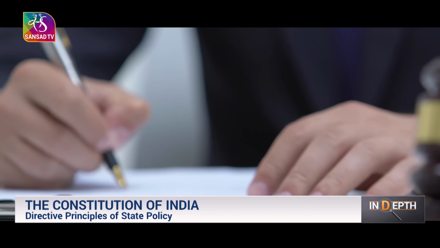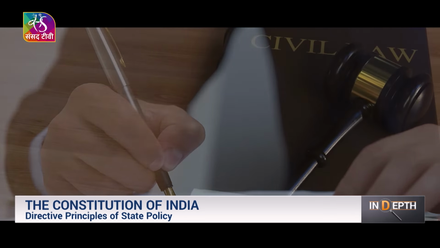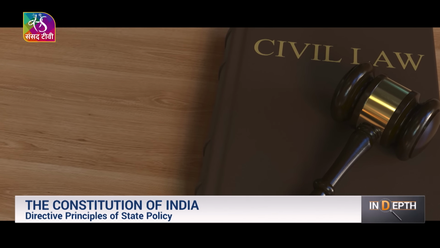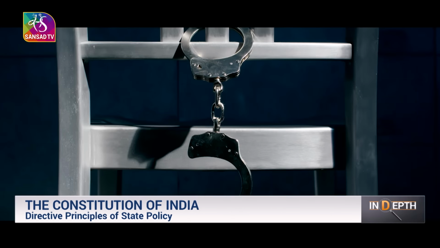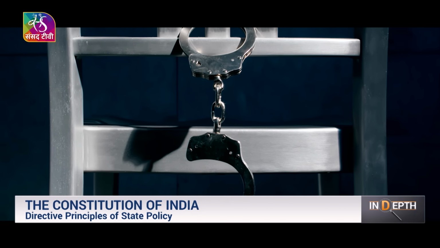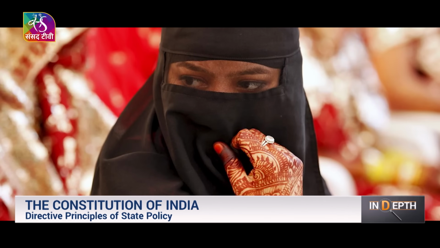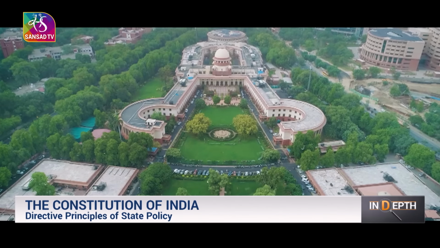The origin of the UCC dates back to colonial India, when the British government submitted its report in 1835, stressing the need for uniformity in the codification of Indian laws relating to crimes, evidence, and contracts, specifically recommending that personal laws of Hindus and Muslims be kept outside such codification.